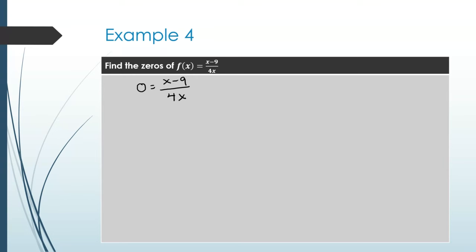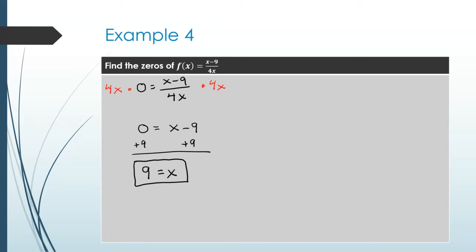To do that, you want to multiply both sides by the denominator. So I'm going to multiply both sides by 4x. Now 4x times 0, anything times 0 is still 0, so I have 0 still on the left. And then on the right, I just have x minus 9, because the 4x in the denominator cancels out with the 4x that I multiplied by. So I'm just left with x minus 9. To solve for x, I just add 9 to both sides, and I get 9 is equal to x. And so I have only one zero in this case, x equals 9. Any questions?